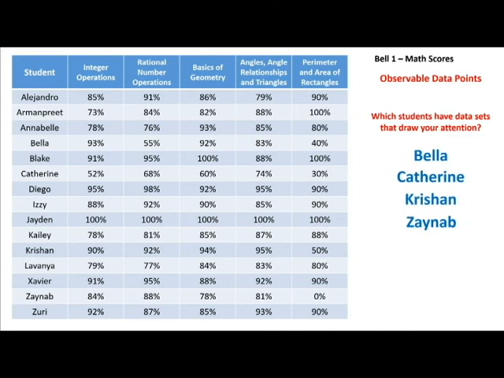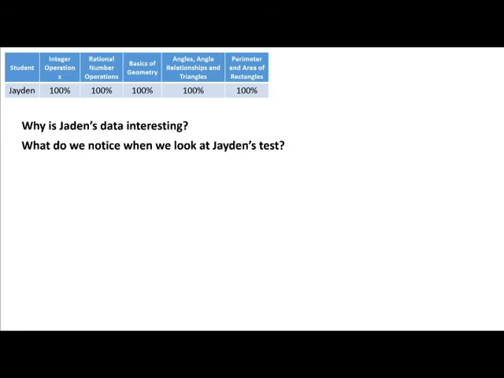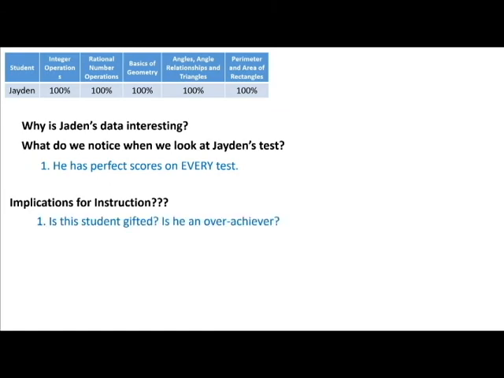I'm going to go ahead and tell you that I have a real interest right now in Jaden as well. I'm going to put Jaden's data up here by itself, because when I do that, you should notice something very, very interesting about Jaden's data. And that is, he's got perfect scores on everything we've done. What does that mean for him as a student? Well, we have to start asking, is this student gifted? Is he an overachiever? Is he just a hard worker, or is he just extremely talented in math? Because there's a chance that we may not be challenging Jaden as much as he needs.